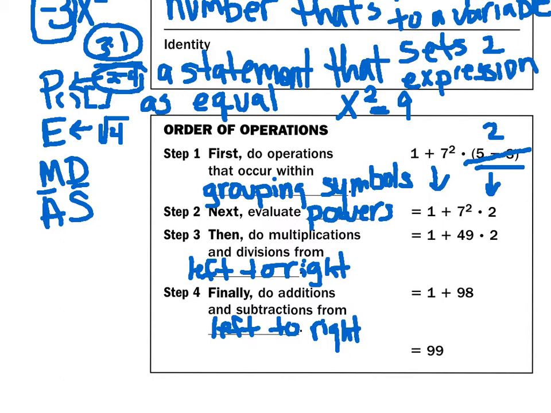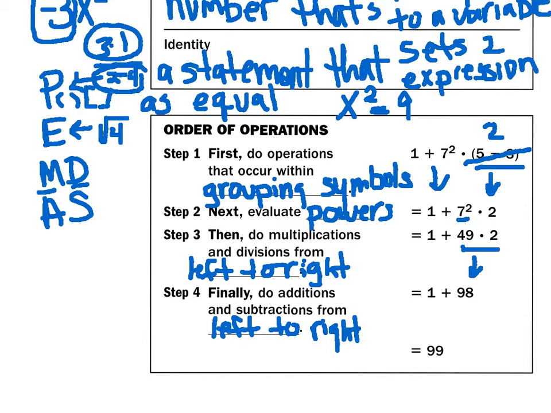Now I need to, step 2, evaluate the powers. So 7 times 7 is 49. Now rewrite it. And then I would do all the multiplications from left to right. So I would go ahead and do 49 times 2 here. And then do all the additions and subtractions. So I would finally add it together.